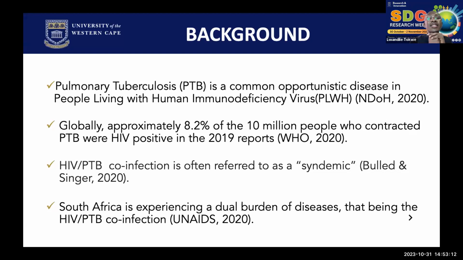And you would know that the primary healthcare setting is the first point of contact for patients who are diagnosed with HIV and pulmonary TB co-infection, where they are screened, diagnosed and managed. So there's limited research on their experiences of being newly diagnosed with HIV and pulmonary TB co-infection. And this has motivated me to conduct this study in the rural primary healthcare setting here in South Africa in the Eastern Cape.